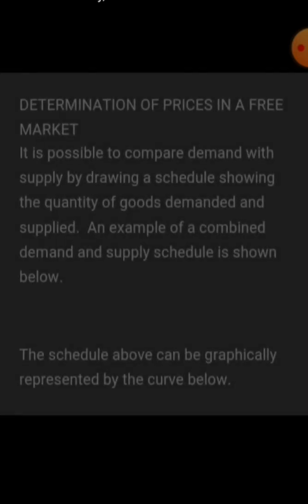Then I quickly also want to talk about determination of price in the free market economy. I want to explain further that it is possible to compare demand with supply by drawing a schedule showing the quantity of goods demanded and supplied. An example of a combined demand and supply schedule is shown below.